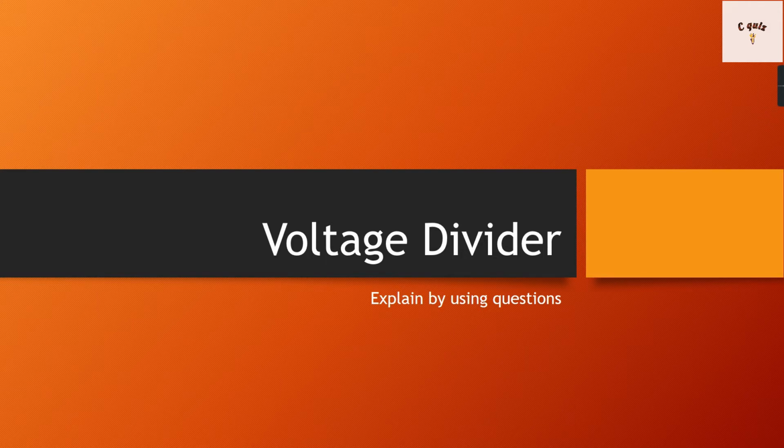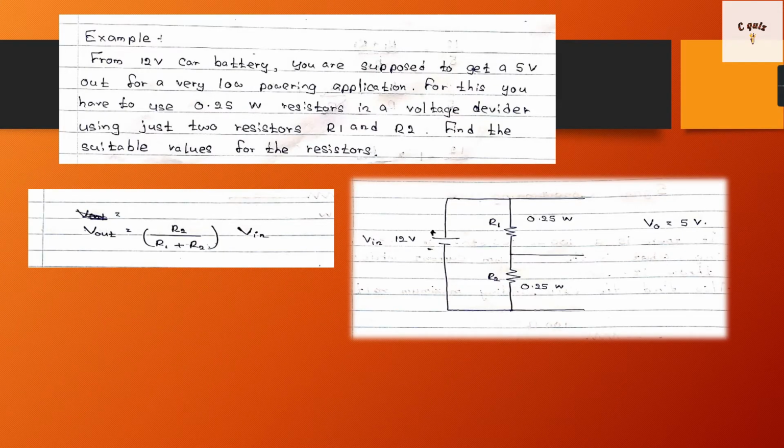So in here, this is our question. From a 12 volt car battery, you are supposed to get 5 volt out for a very low powering application. For this, you have to use 0.25 watt resistors in a voltage divider using just two resistors, R1 and R2. Find the suitable values for the resistors.